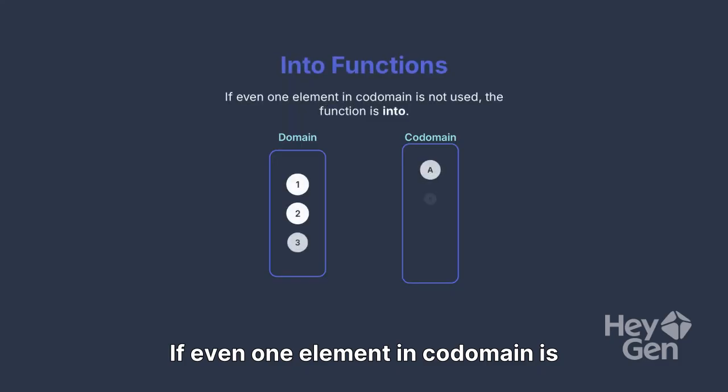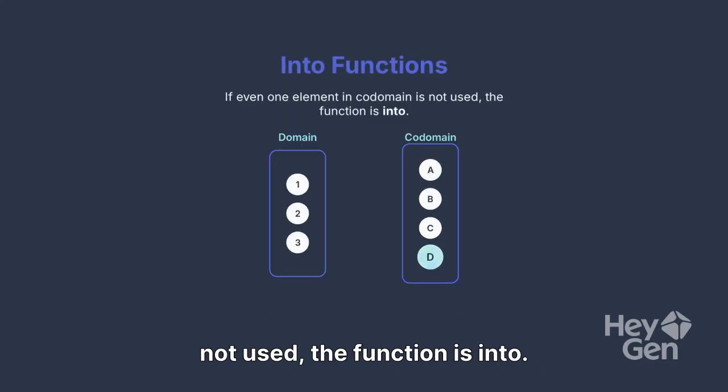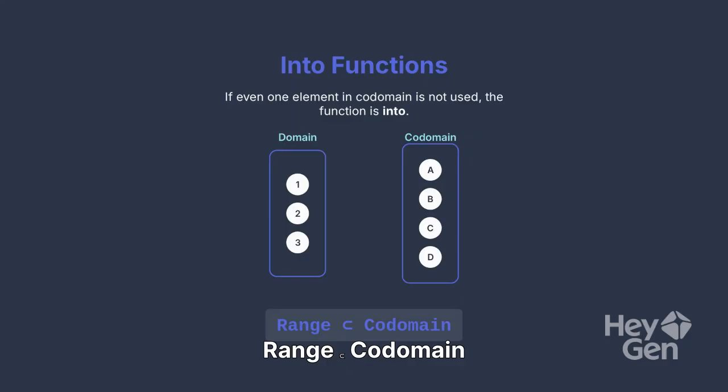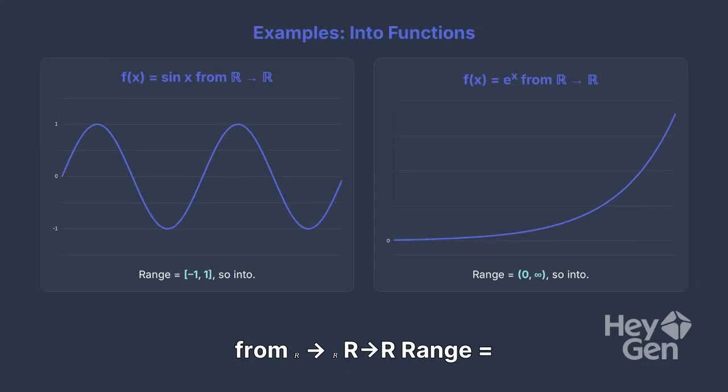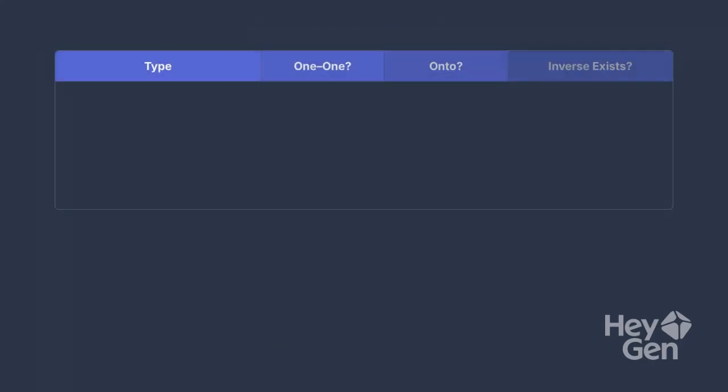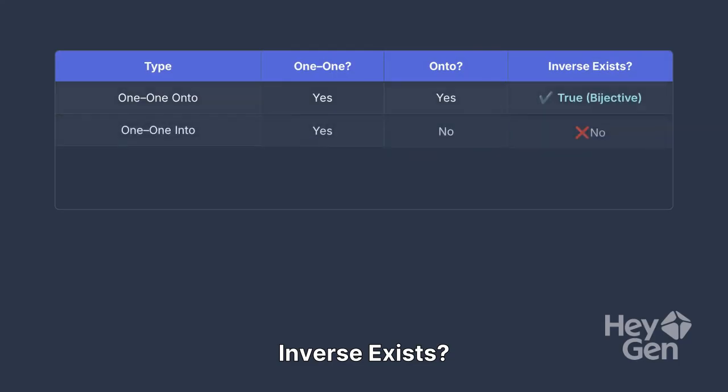If even one element in the codomain is not used, the function is into. Range is not equal to codomain. Example: f(x) = sin x from R to R. The range is [-1, 1], so it is into. Also f(x) = eˣ from R to R. Type one-one onto: inverse exists.